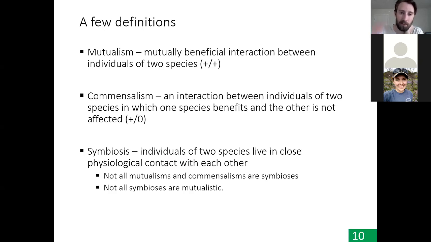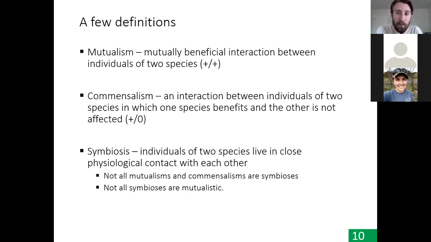So mutualism is an interaction between individuals or species that's mutually beneficial. So both members of the interaction get some benefit from the interaction. Commensalism is when you have two individuals or two species interacting where one species benefits and the other isn't affected. So it's a +0 interaction.